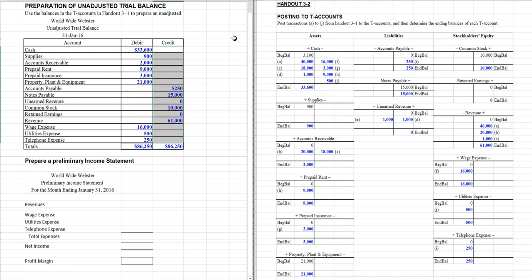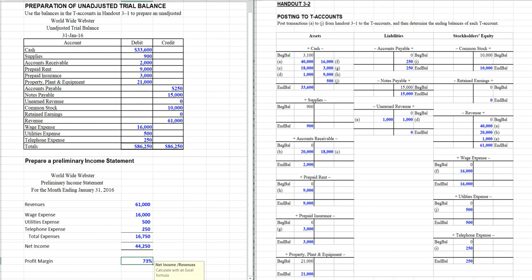Let's now go ahead and prepare our preliminary income statement. We had revenues of $61,000. We have wage expense, utility expense, and telephone expense. We will pick those up. Our wage expense is $16,000, utility expense $500, telephone $250, for total expenses of $16,750. And of course, then we can calculate net income. Net income is simply our revenues minus our total expenses.